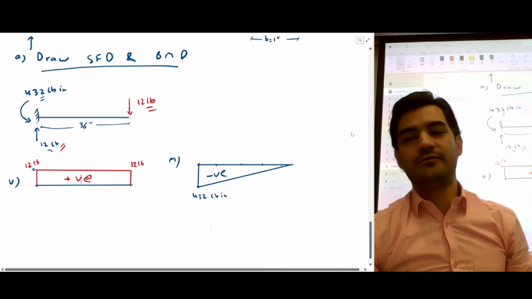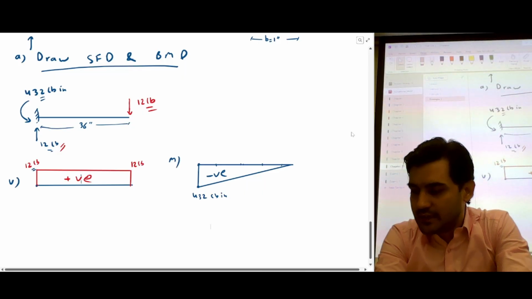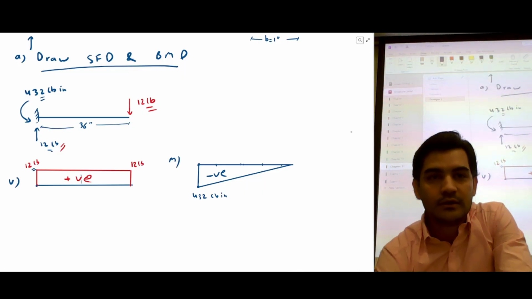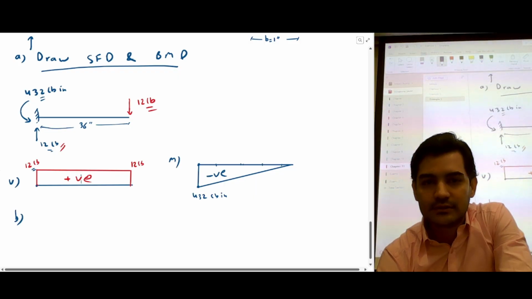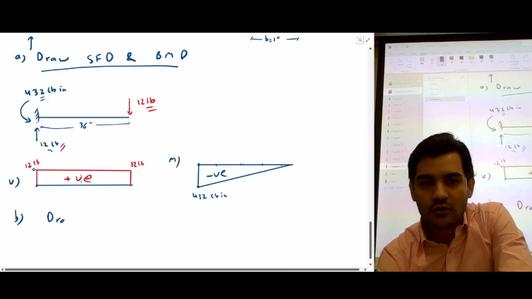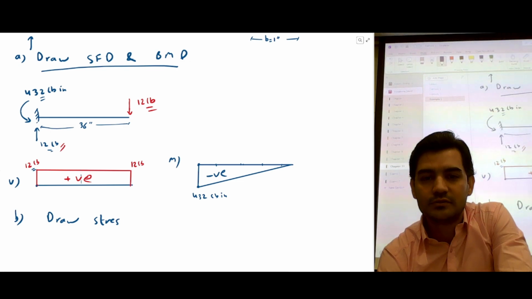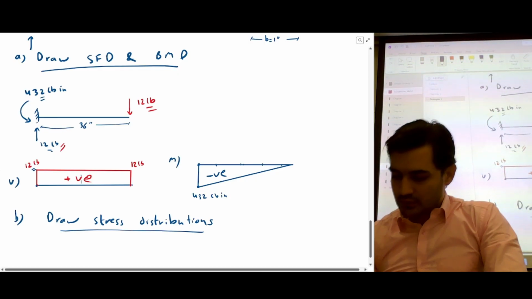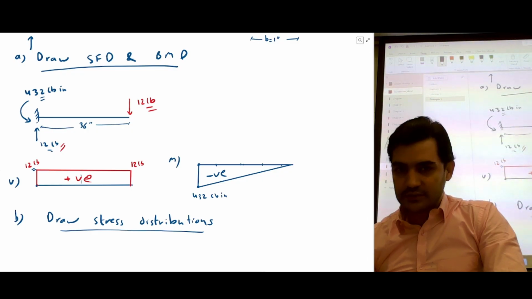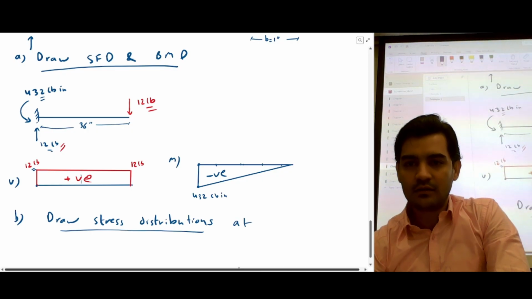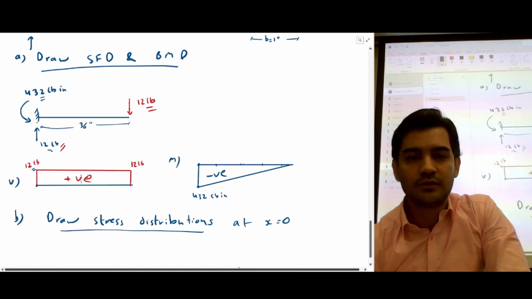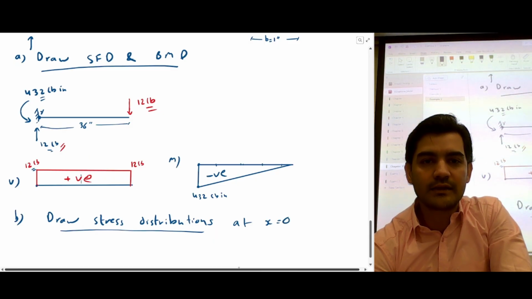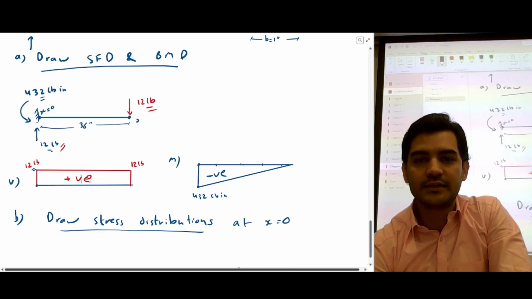So now we have the shear force diagram and the bending moment diagram. The second part is to draw stress distributions. It says we have to draw the stress distribution at x is equal to 0. So this point is x is equal to 0 and this point is x is equal to L.